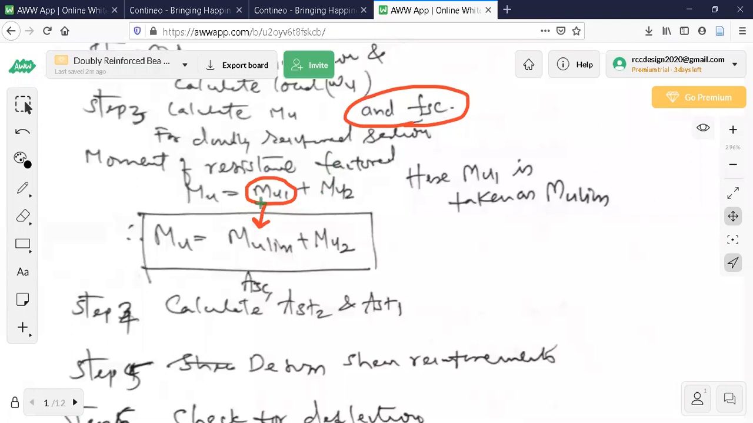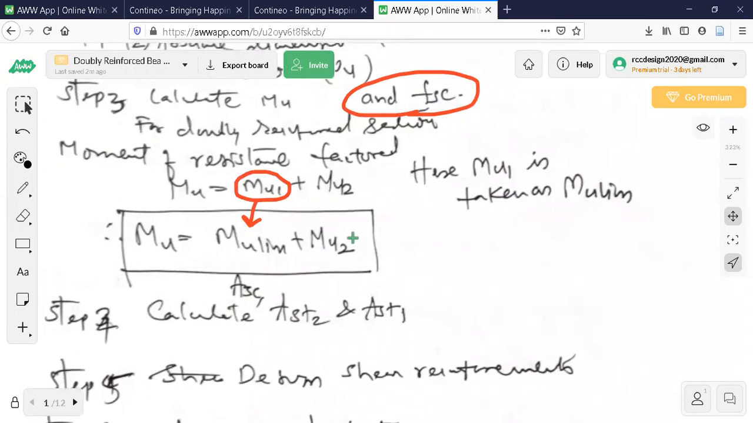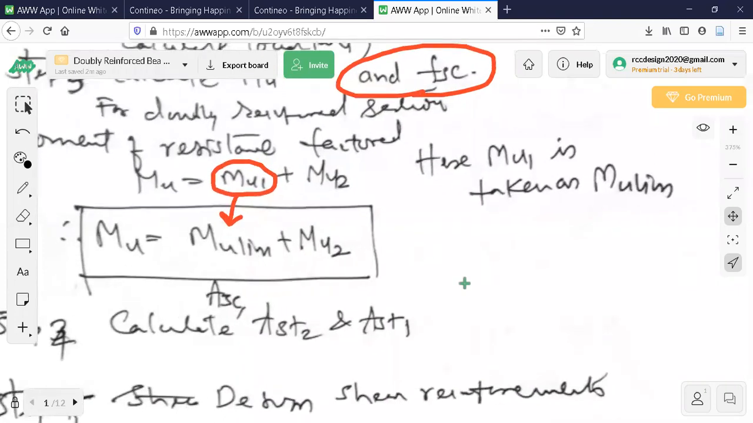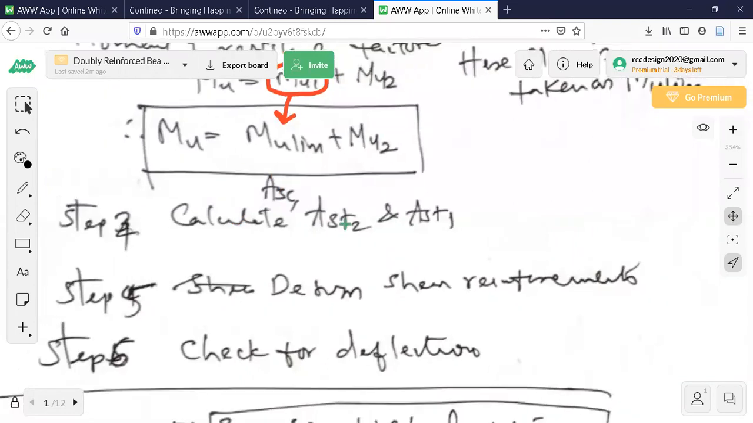Remember this one, Mu is equal to Mu1 plus Mu2. If the problem of doubly reinforced beam has appeared in module 3, it means it is a design problem. There you have to use Mu is equal to Mu limit plus Mu2. Mu1 has become Mu limit. In analysis, it remains as it is, Mu1 plus Mu2. Only change is this one. It means you should remember Mu is equal to Mu limit plus Mu2.